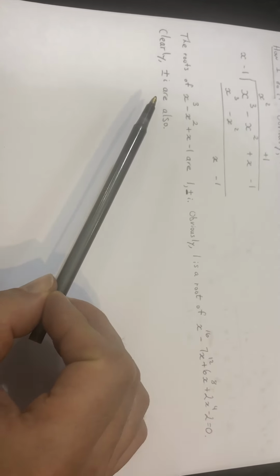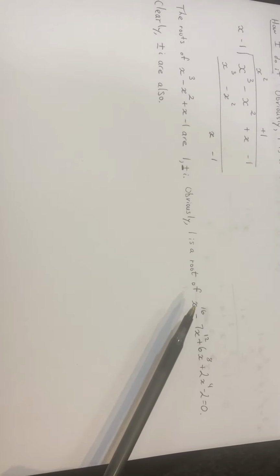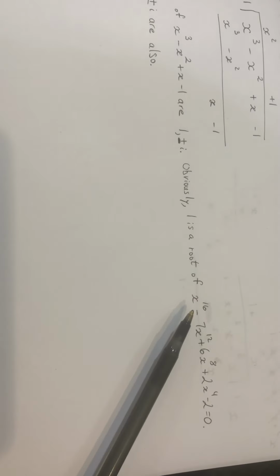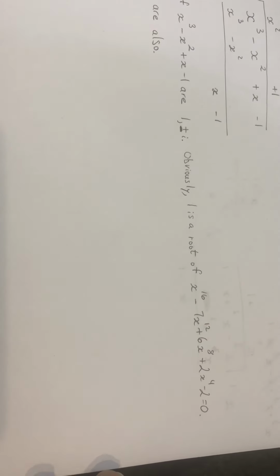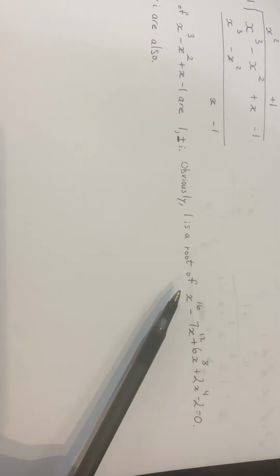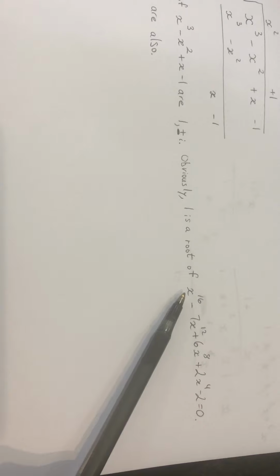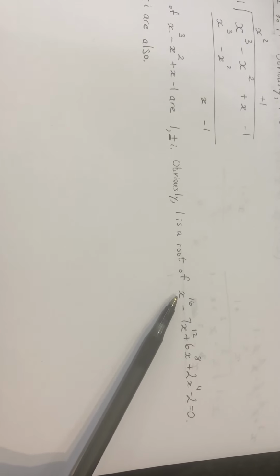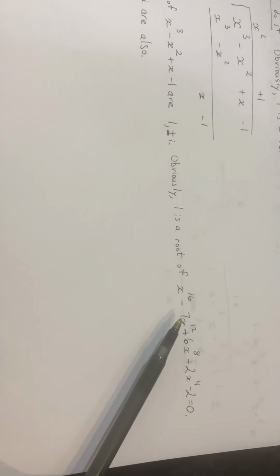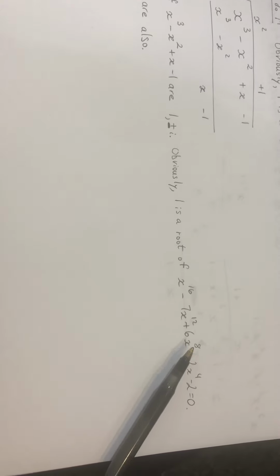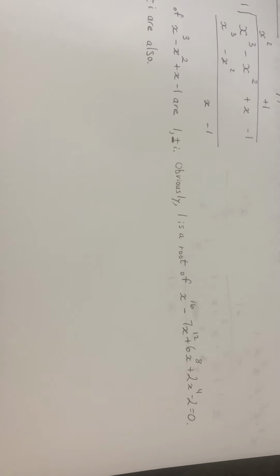Clearly, plus or minus i are also roots, because i to the 4th and negative i to the 4th are 1, and 4 goes into 16, 12, 8, and 4. So since 4 goes into each of these powers evenly, if we're plugging in i, then x to the 16th is going to be 1, and the same for x to the 12th, x to the 8th, x to the 4th, and the same goes for plugging in negative i.